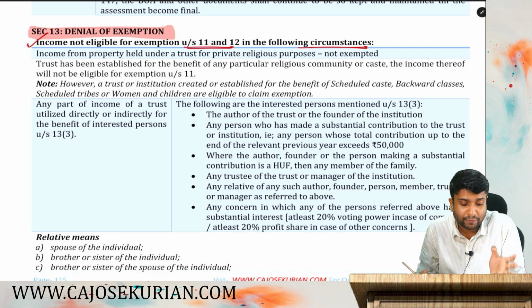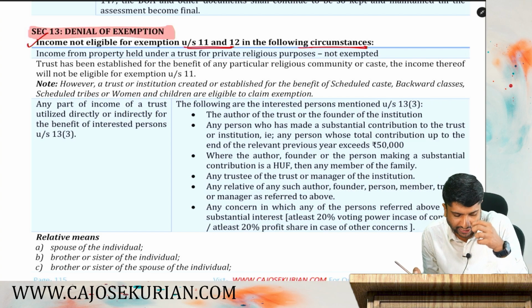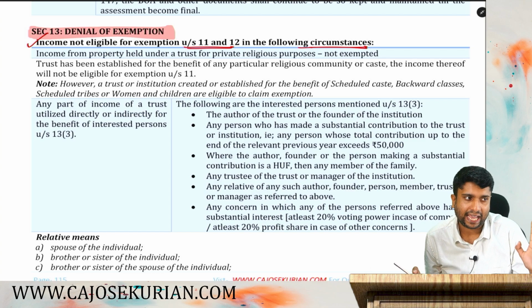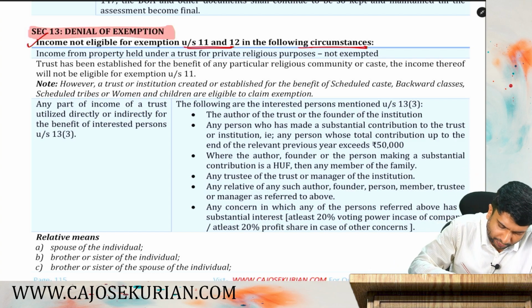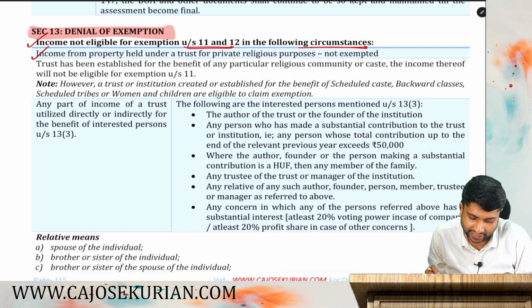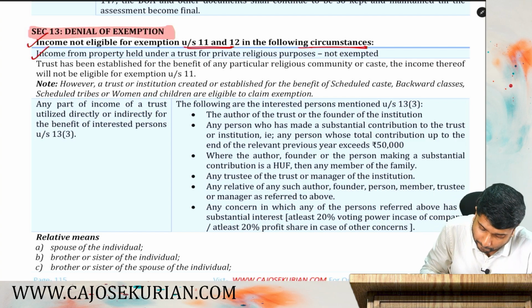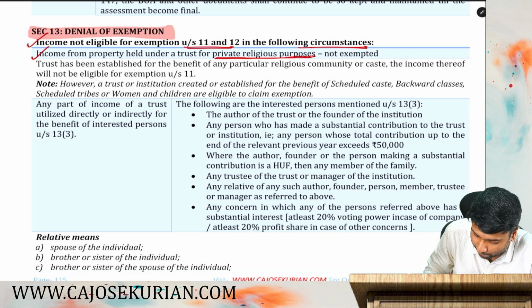What do you mean by income not eligible for exemption? The following income, you cannot claim any exemption. You cannot claim the benefit of accumulation and application. What is item number 1? Income from property held under a trust for private religious purposes.